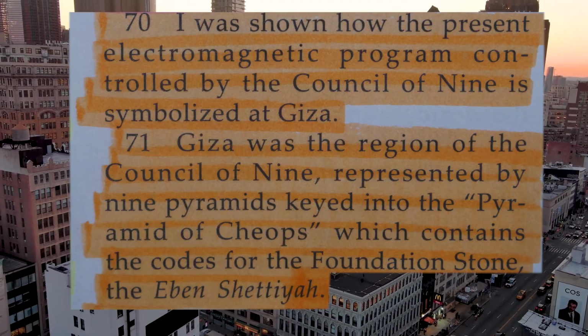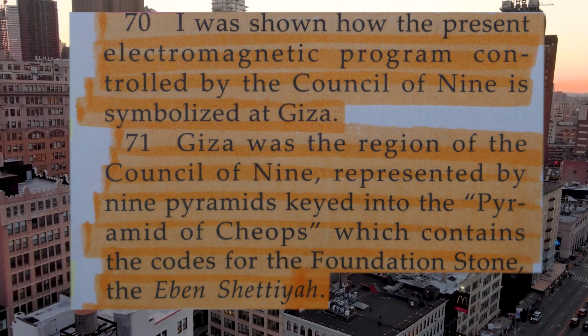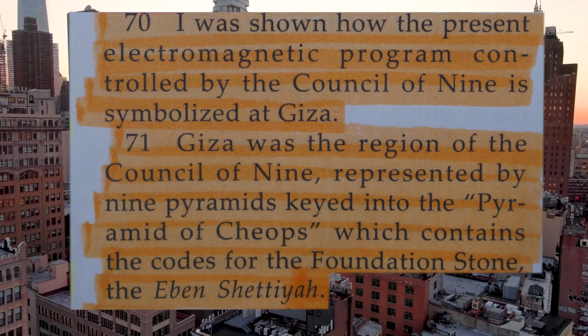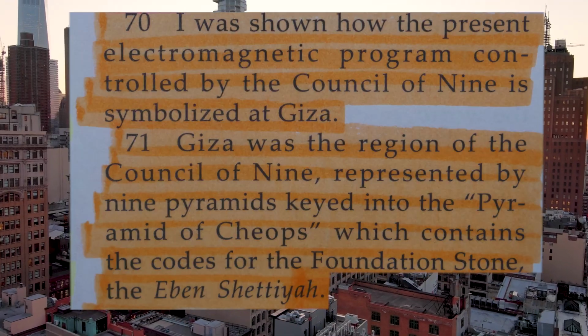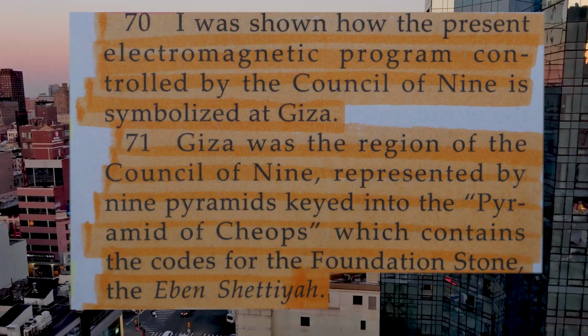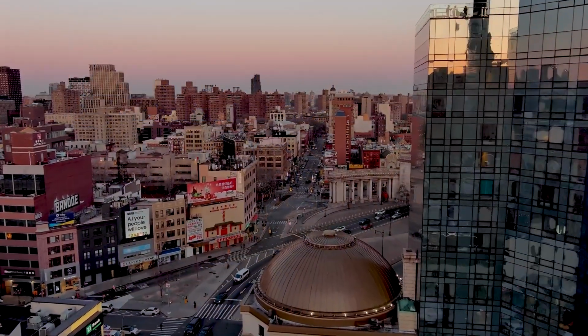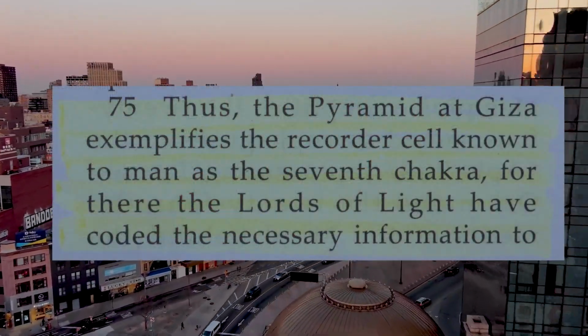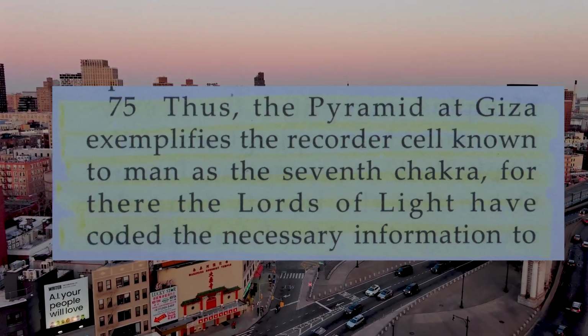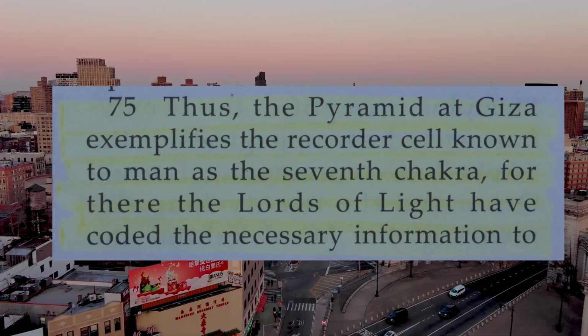Giza was the region of the Council of Nine, represented by 9 pyramids keyed into the pyramid of Cheops, which contains the codes for the foundation stone, the Eben Shettiyah. Let's go on to verse 75. Thus, the pyramid at Giza exemplifies the recorder cell, known to man as the 7th chakra.